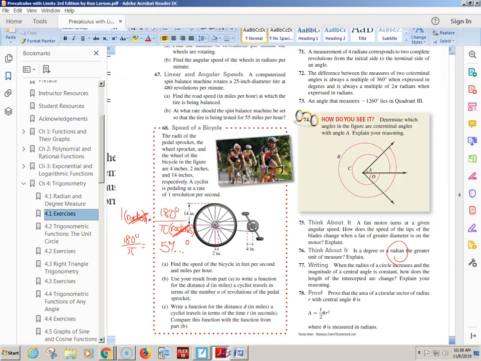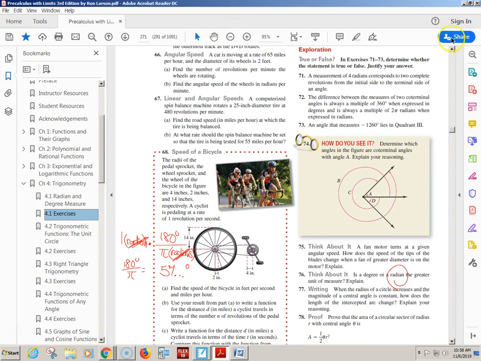Okay, any other questions you guys have on section 4.1? Sweet, section 4.2.